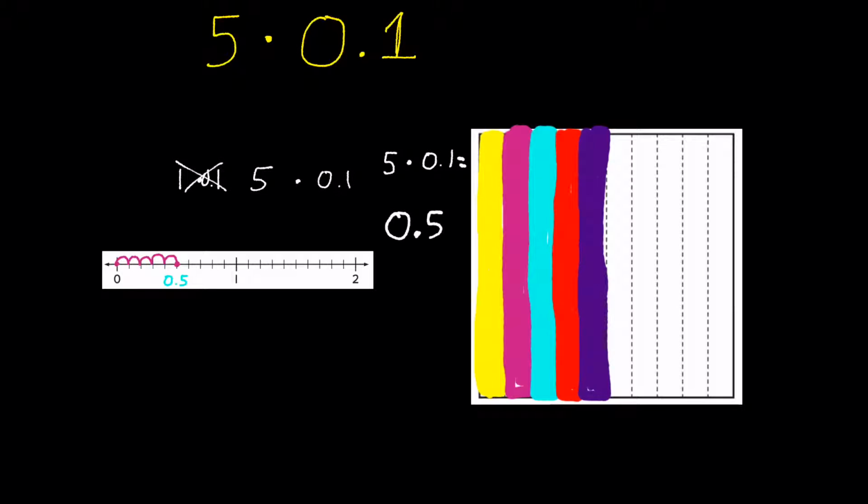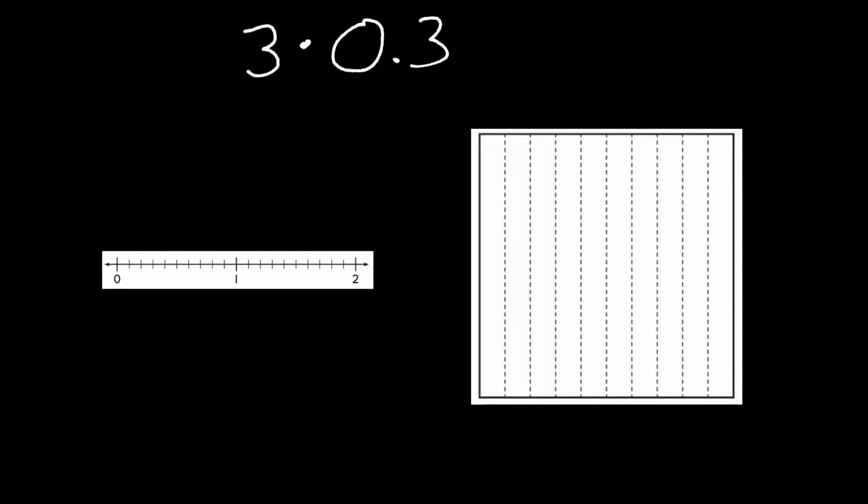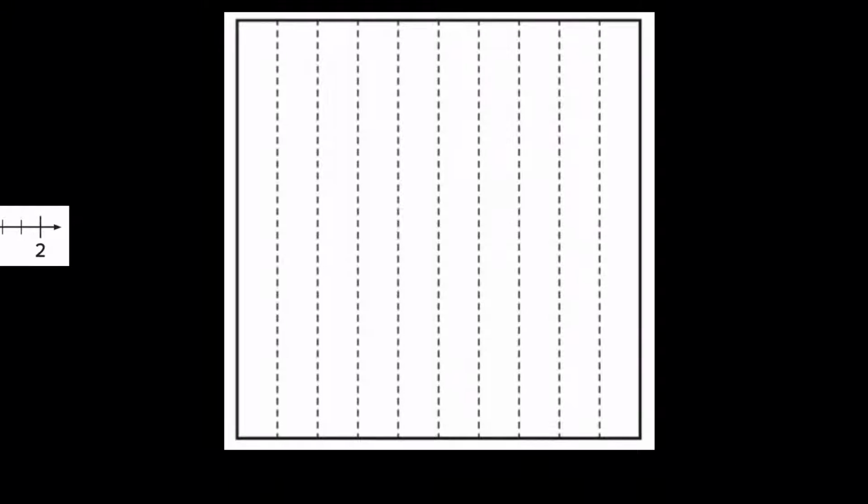Let's try a different example now. With this example, we're going to multiply 3 times 3/10. So just like before, we're going to have groups that are the size of 3/10. Not 1/10 this time, but a group the size of 3/10. And we want 3 of those groups. So this time, let's start with the grid. And I'll rewrite the problem over here, 3 times 3/10. So as I said, our groups are going to be 3/10 in size.